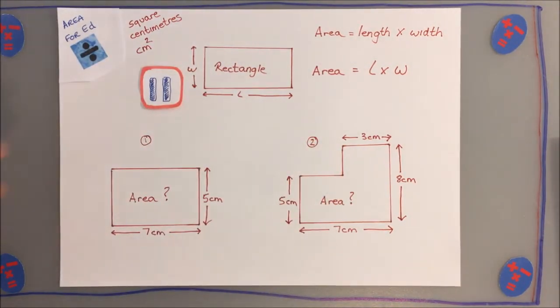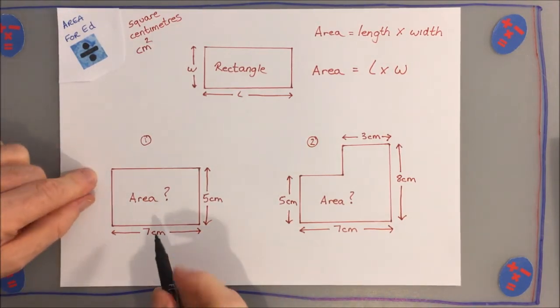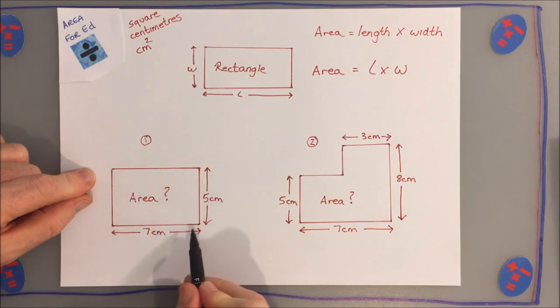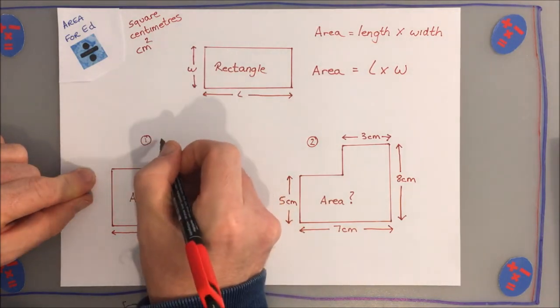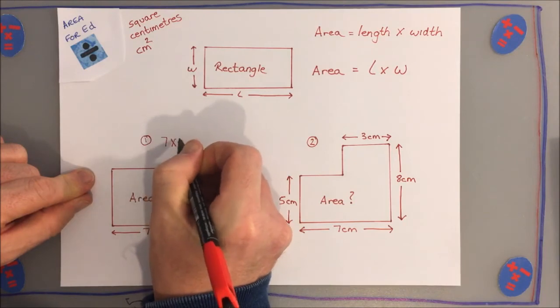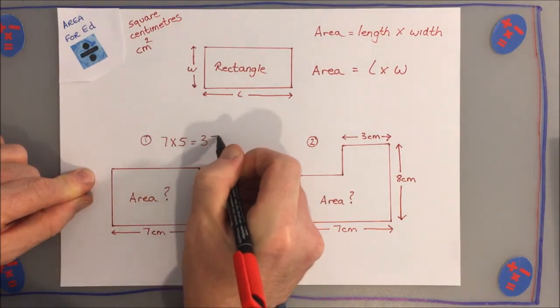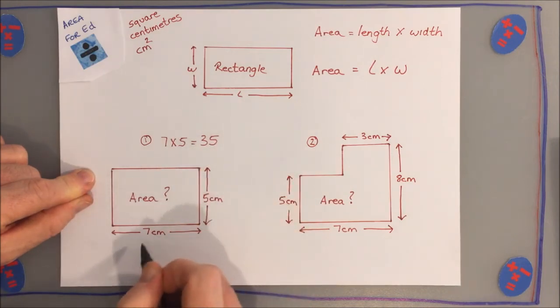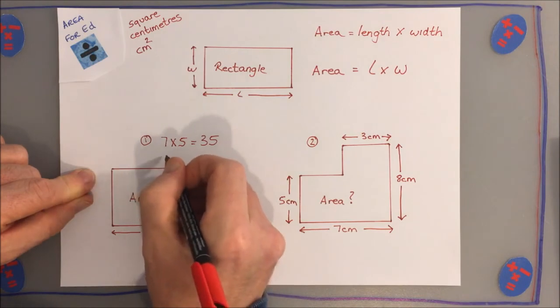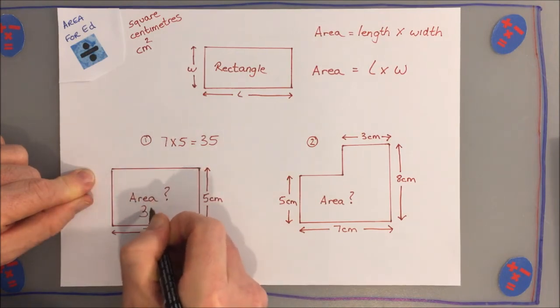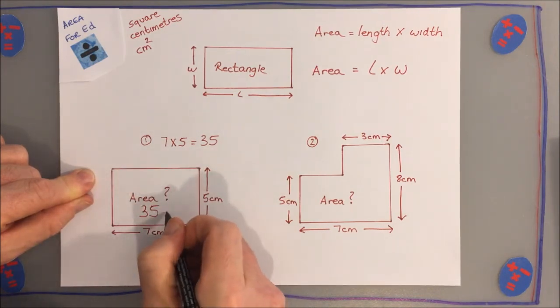Okay guys, you should have had time to do that now, so let's apply what we've learned and let's work out the area of number 1 here. Well, it's a rectangle and the formula is the length times the width. So the area of this is going to be 7 times 5, which is 35, and to make sure we pick up all marks in exams, because the dimensions were in centimetres, the area is going to be 35 square centimetres.